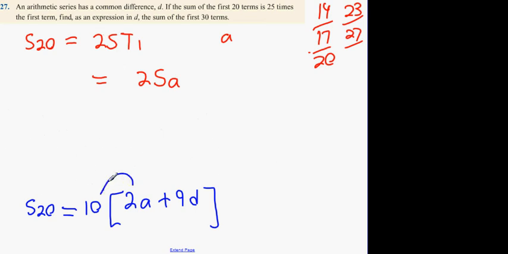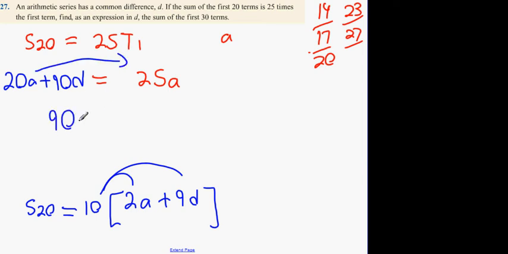We're going to multiply this out. We get 20a plus 90d equals 25a. Now, we're going to bring the a over to the other side, and we get 90d equals 5a, or sorry, 5a. And then we get a equals 18d.